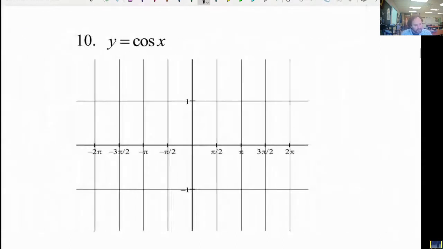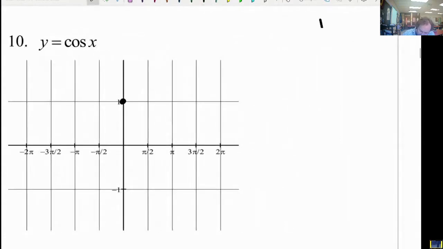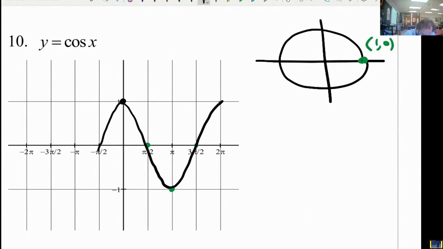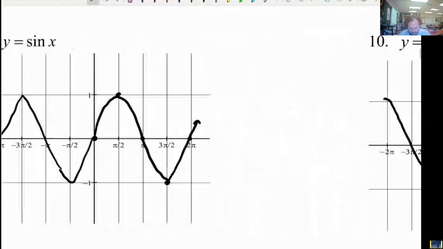Cosine does the same thing, but it starts at its maximum, at 1. Whenever you're looking at sine and cosine, you should always be thinking about the unit circle. Cosine is the x value as you rotate around this circle. 1, 0. At pi over 2, it's 0. At pi, it's -1, back to 0, back to 1. So like this. Always think about your unit circle as you are doing your trigonometric graphs and any function involving trig.